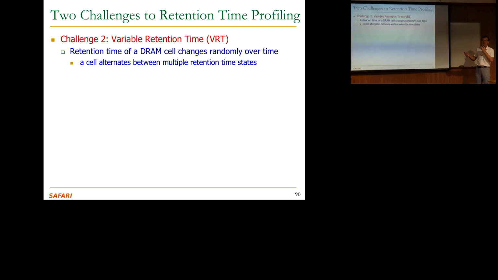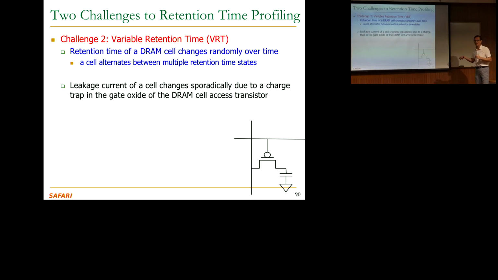Basically, a cell alternates between multiple retention time states. If you test it right now, it can retain data for hundreds of seconds. If you test it an hour later, it can retain data for maybe less than 8 milliseconds. Now, that's a problem. Well, why does this happen?